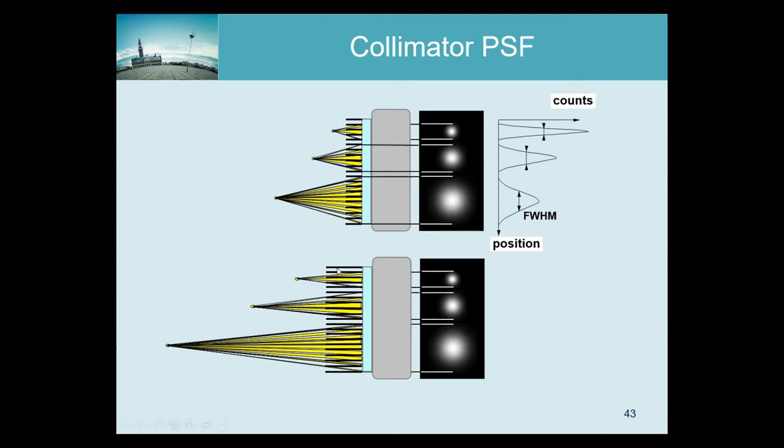So you can have longer septa for better resolution, you can have thicker septa to better stop photons, you can have shorter septa, so short septa, then the collimator will be called high sensitivity collimator, but it can also be called low resolution collimator, of course, and the other way around.